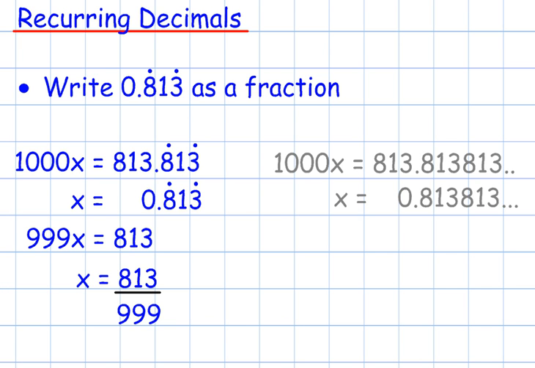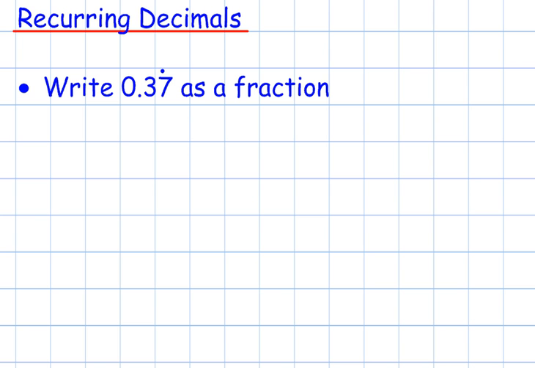Right, let's do 3 more examples that are a little bit more difficult. This time, write 0.37 recurring as a fraction. As always, x is equal to 0.37 recurring. And this is where writing it out like this may be more helpful. I need to get rid of this 3.